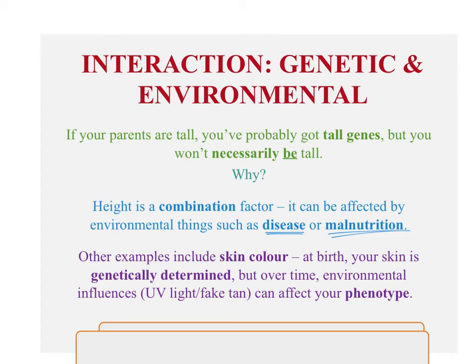Alternatives or other examples include things like skin colour. Your skin is the colour that you are born with, so maybe it's quite pale, maybe it's quite dark, but over time, environmental factors, things like UV, things like if you go and have a little suntan, or if you enjoy a bit of fake tan, they are going to affect your phenotype as well.